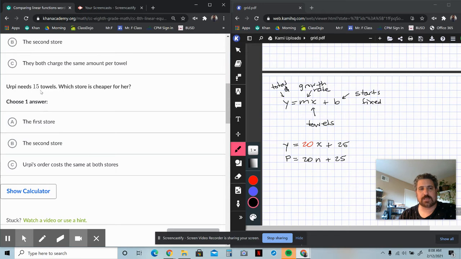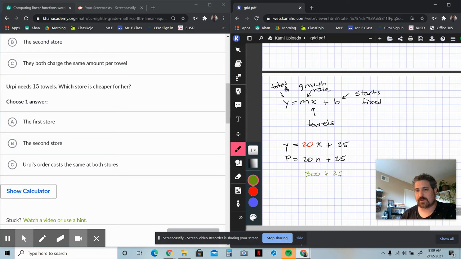Then it says, Erpy needs 15 towels. Which store is cheaper for her? When we're thinking of which is cheaper, just plug in the value of 15. We're going to evaluate this for when x is 15, or n is 15 in this case. So 15 times 20 is 300. And 300 plus 25 is going to be a cost at the first store of $325.